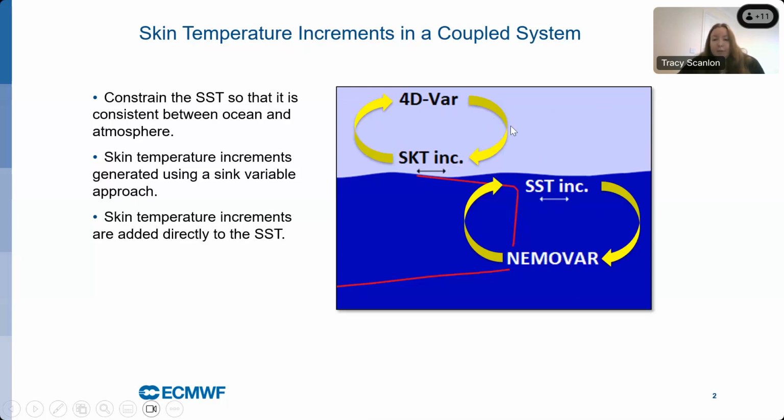So the case study that I'm looking at, as I just mentioned, is the skin temperature increments. These can be derived from infrared and microwave observations, as I'll discuss in a minute. And in the system that we're looking at, we just add them as if they were errors in the sea surface temperature into NemoVar. I'll go into the method of the coupled system a lot more in a few minutes.